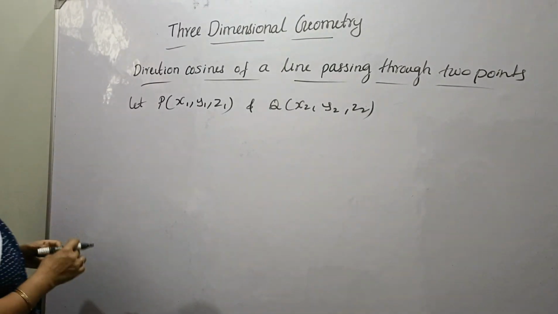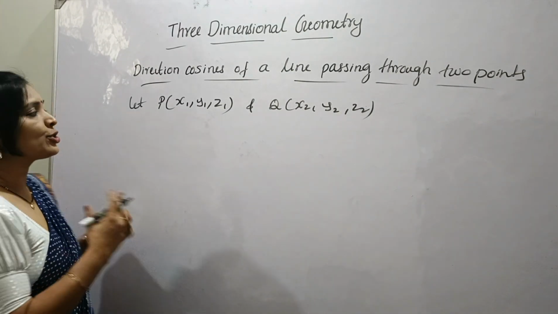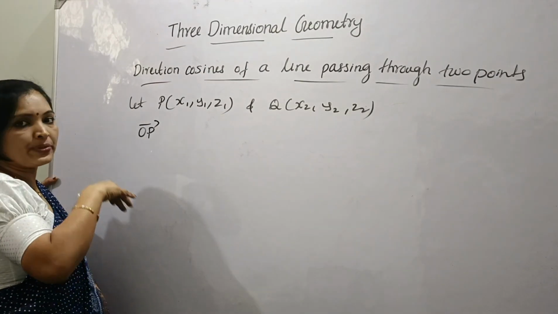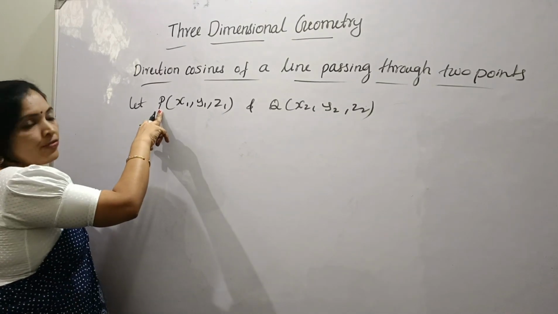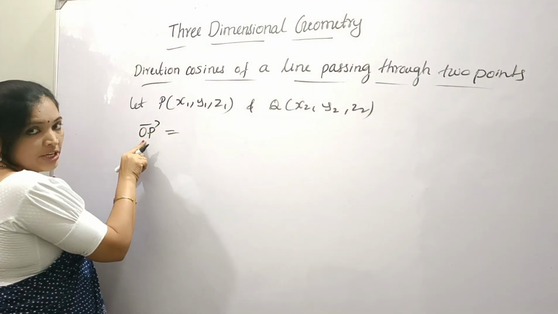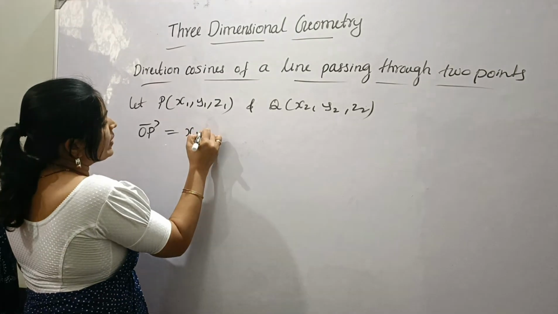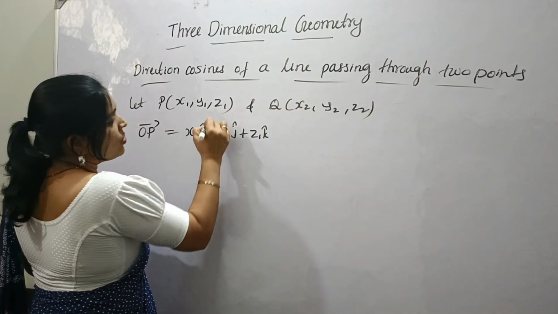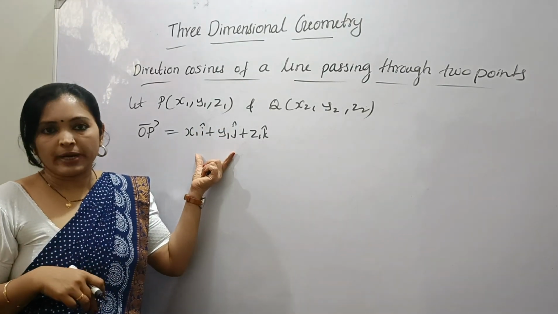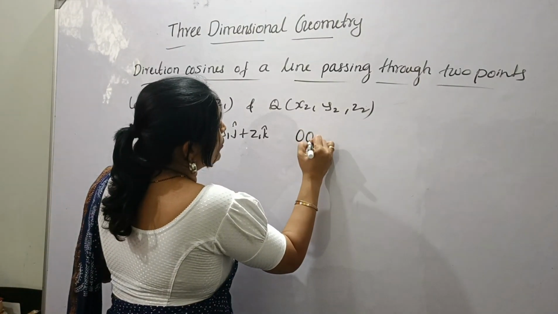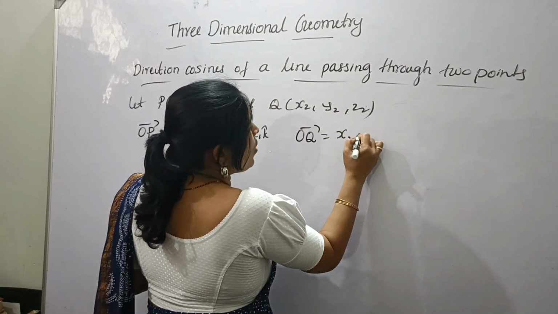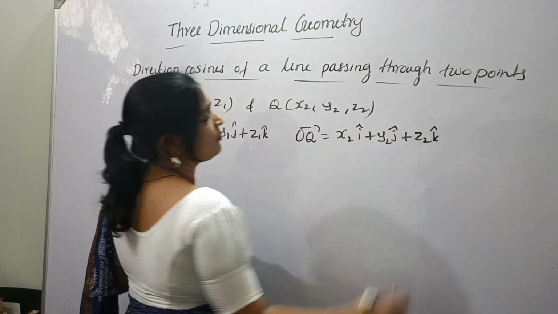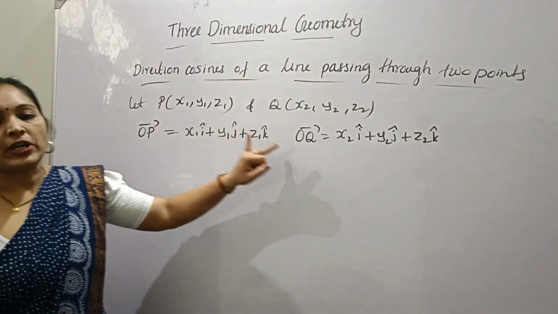For that, first of all, let's write the position vectors of P and Q. The position vector of P from the origin, that is vector OP, is equal to x1 i plus y1 j plus z1 k. We have already studied this in vector algebra. Next, vector OQ is equal to x2 i plus y2 j plus z2 k.